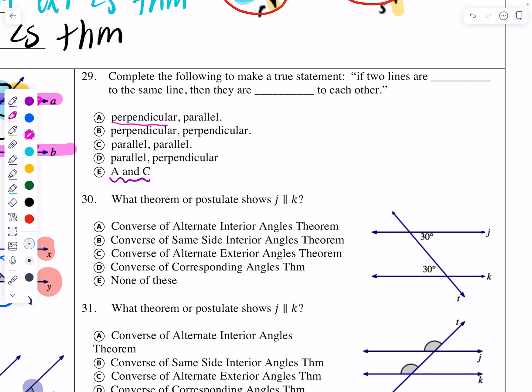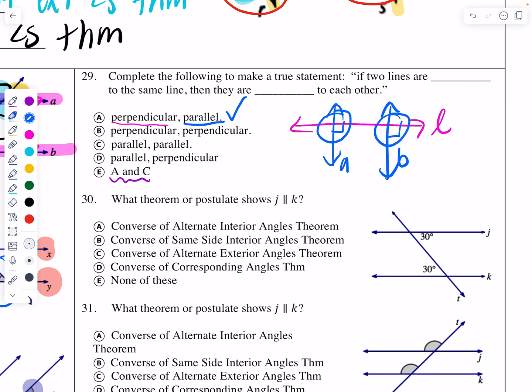So let's go ahead and start with A. If two lines are perpendicular to the same line, then they are parallel to each other. So we have a line, let's call it line L. If we have two lines that are perpendicular to the same line, so this one crosses at 90, A, and this one crosses at 90, B, are they parallel to each other? The answer is yes, because the converse of the corresponding angles theorem tells us that those lines A and B must be parallel.